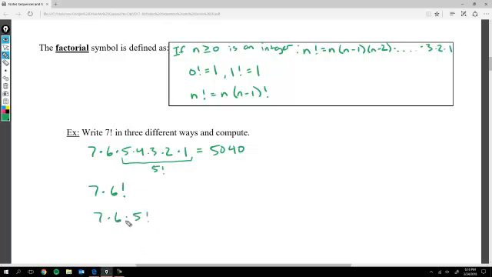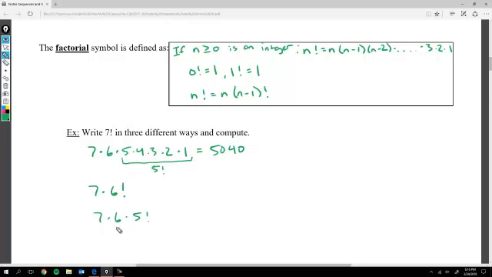And that would be the same thing, because remember, 6 factorial just means 6 times 5 times 4 times 3 times 2 times 1. 5 factorial just means 5 times 4 times 3 times 2 times 1. And so really all of these are the same thing. We're just abbreviating the statement using this exclamation mark. That's all that that does. It condenses a whole bunch of numbers into one singular statement.